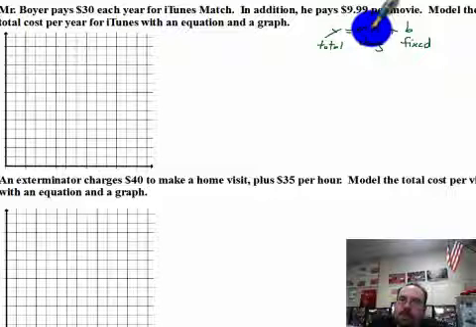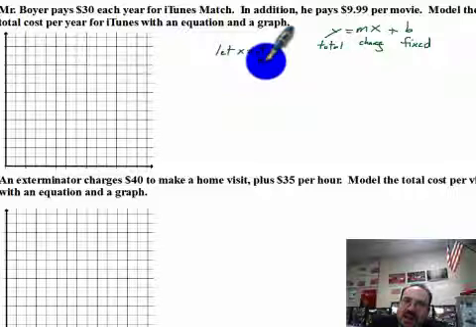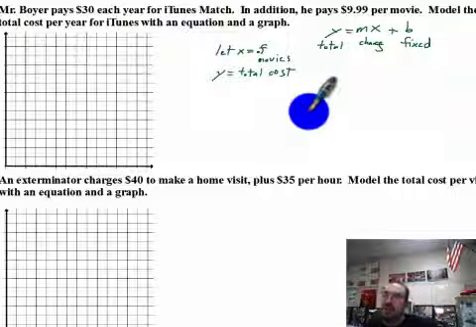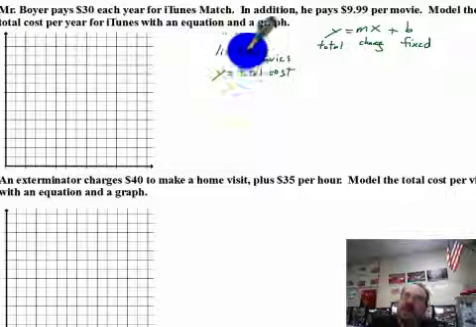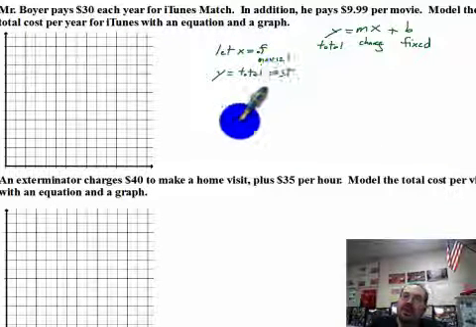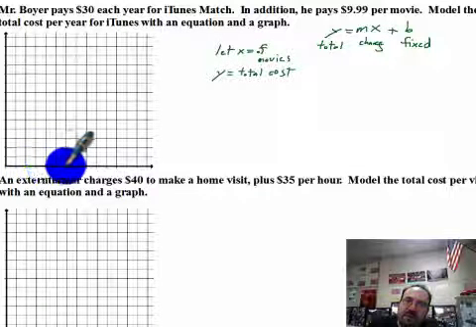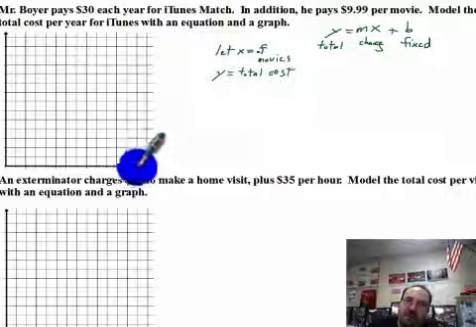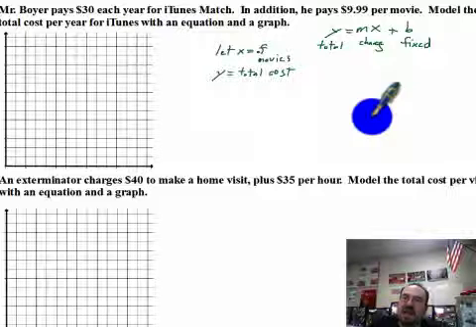So x will be the number of movies that I have, because that I can control, and y is the total cost of iTunes per year, and that is controlled only by controlling x. So y is my dependent variable, and x is the independent variable because it affects other things, but other things don't affect it. If I look in the x direction, I have 1, 2, 3, 4, 5, 6, 7, 8, 9, 10, 11, 12, 13, 14 spaces in my graph. So I could go up to 14 when I graph.